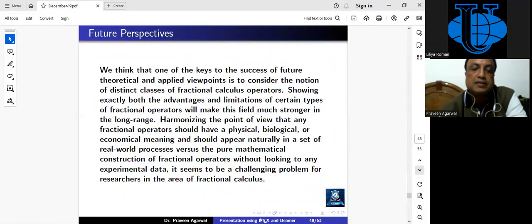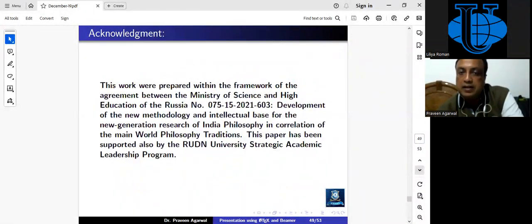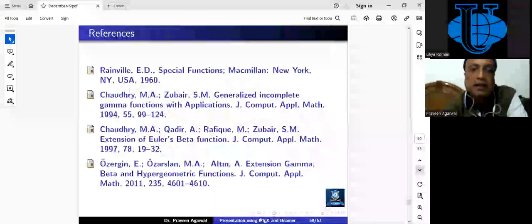Without looking at any experimental data, it seems to be a challenging problem for researchers in the area of fractional calculus. So this work and study were prepared within the framework of the agreement between the Ministry of Science and Higher Education of Russia, number 075-15-2021-601, development of the new methodology and intellectual base for the new generation research of Indian philosophy in correlation with the main world philosophy tradition. This work has been supported also by the RUDN University Strategic Academic Leadership Program. And thank you very much.